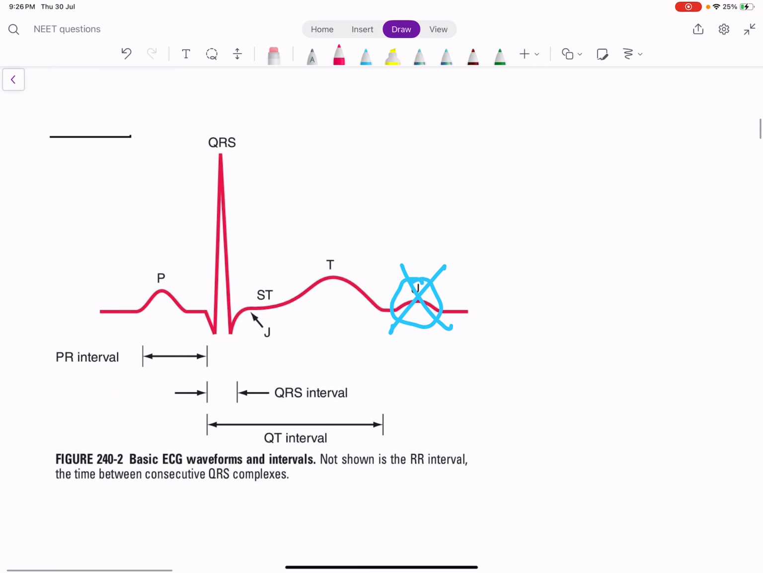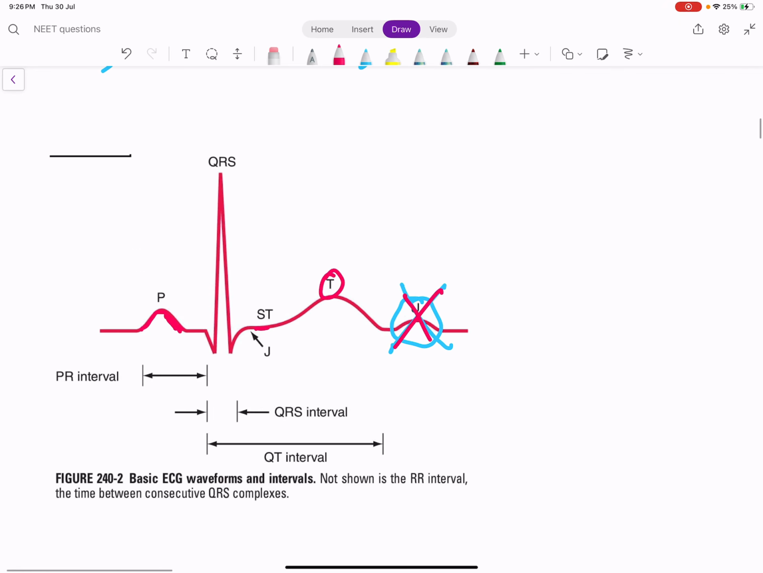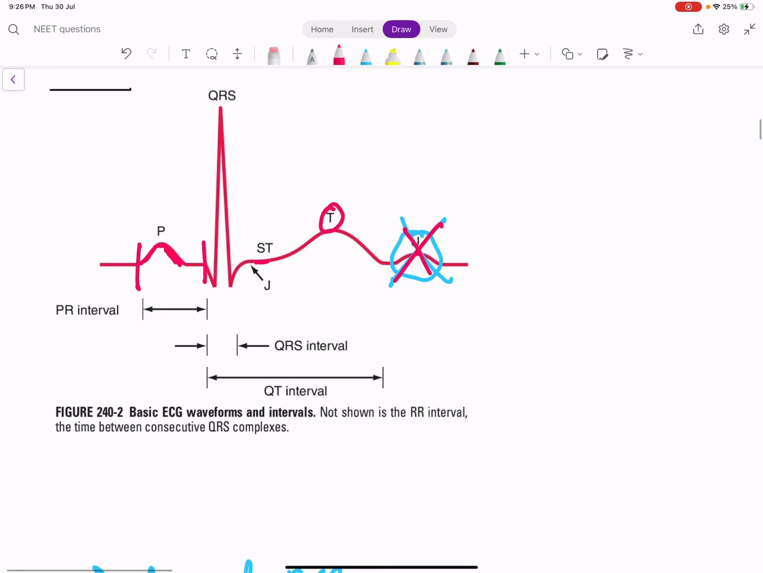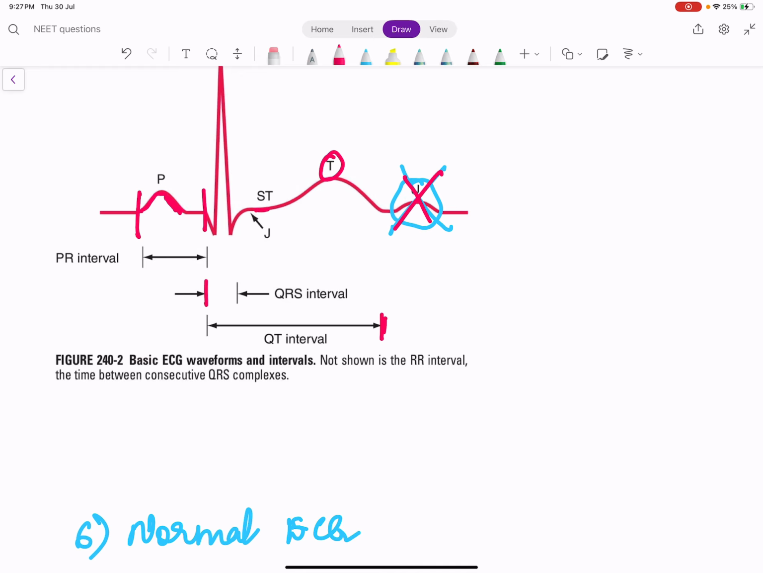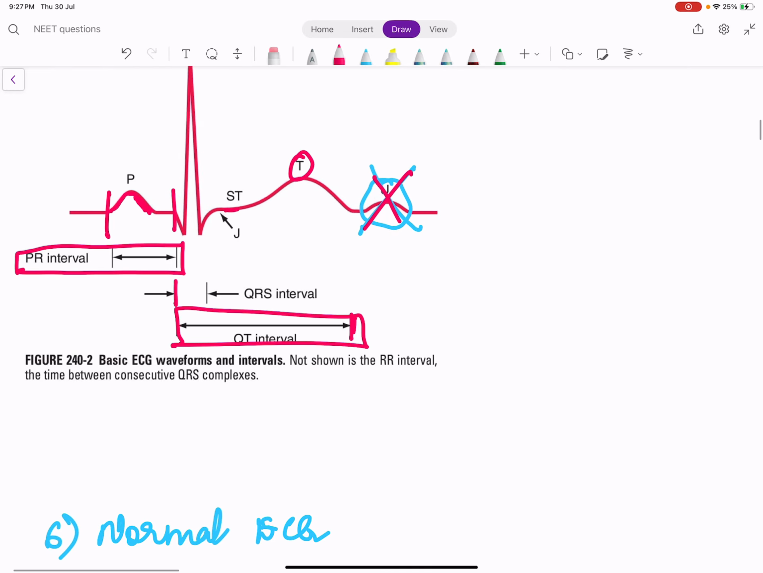So just now we told ECG has 5 basic waves: the P wave, QRS complex, ST segment, T wave. U wave is not present in most of the cases. The gap between the starting of P wave and beginning of R wave is called the PR interval. The beginning of Q wave to the end of T wave is called the QT interval. So remember at least two intervals, PR interval and QT interval.